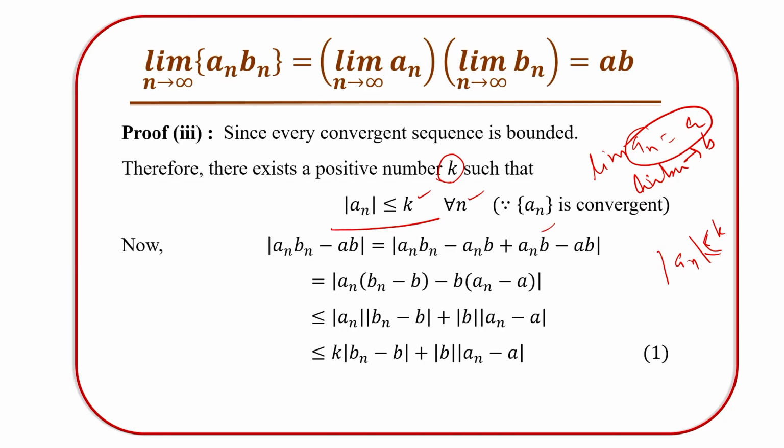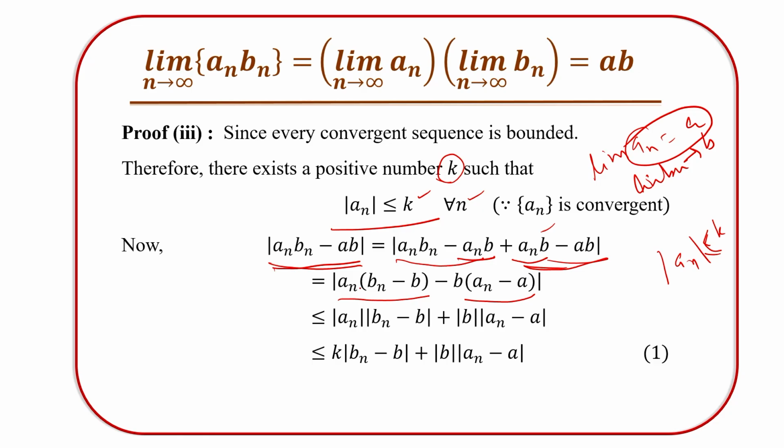Now I am going to calculate the modulus of An Bn minus AB. So for this I am adding and subtracting the same term, An into B. So once I subtract here and once I add here, there is no deflection at all. Now rearranging these terms, taking An common from these two terms, so An into Bn minus B, and taking B common with these two terms, so this comes out as B into An minus A, right?